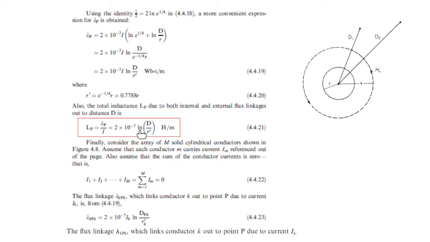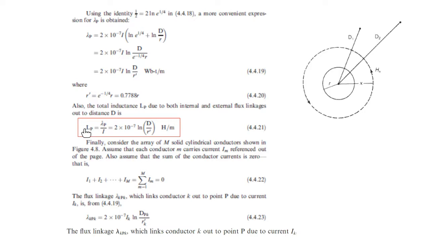So don't forget to divide by R prime, not the radius. You will be given the radius in any table. You will be given the radius of the conductor. Don't forget to multiply this radius by 0.7788 to find the inductance. And you know now the details of why we need to find 0.7788. Okay.